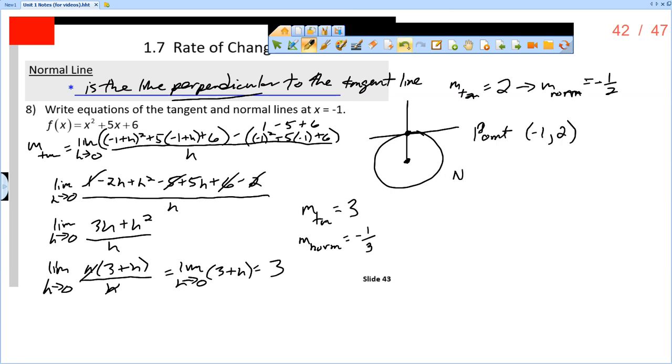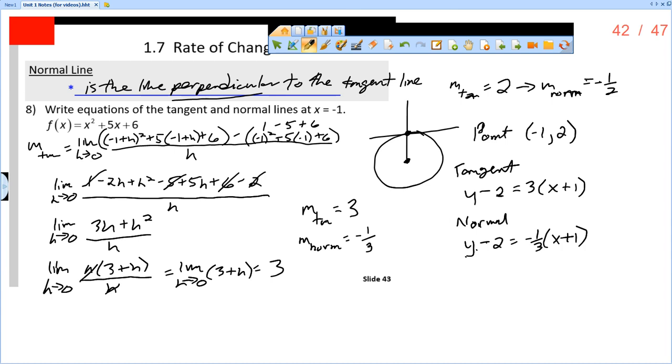That means the equation of the tangent line is going to be found by taking y minus 2 equals the slope of 3 times x minus -1, so x plus 1. So that's the equation of the tangent line. And then the equation of the normal line uses the same point, but now we're using the slope of the normal line. So y minus 2 equals the slope of -1/3 times x plus 1.